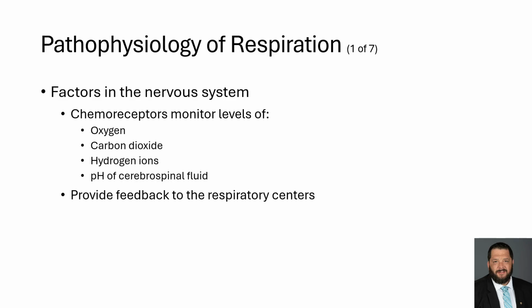So with this, it becomes important for us to have a significant understanding of the normal physiology so that we can talk about the pathophysiology, or ways that in a disease state, respiration varies for the patients we're going to see. Remember back from our anatomy and physiology review that there are several factors that influence how the respiratory system works. This includes chemoreceptors that monitor levels of oxygen, carbon dioxide, hydrogen ions, and the pH of the cerebral spinal fluid. Each of those help drive respiratory rate and tidal volume in our patients, and they provide feedback to the respiratory centers of the brain to make those adjustments as needed.